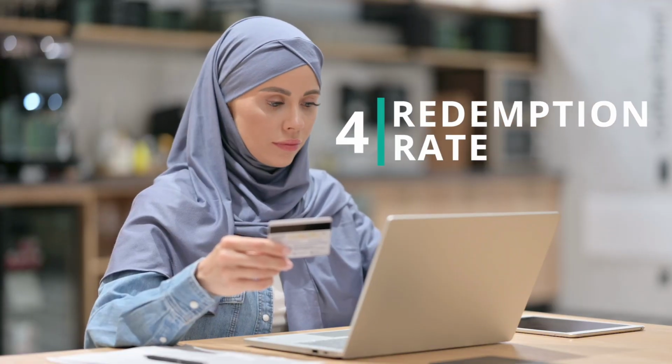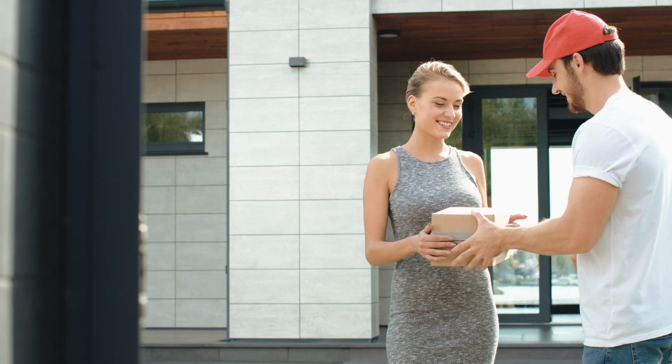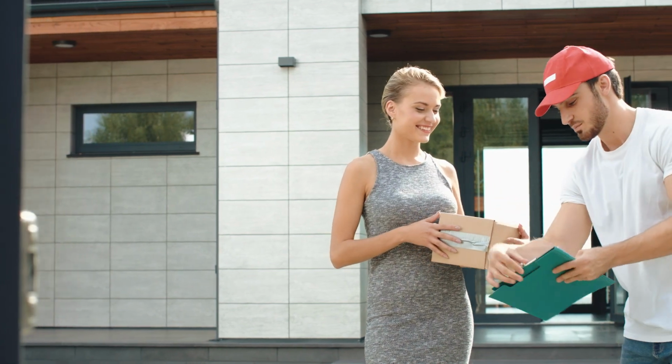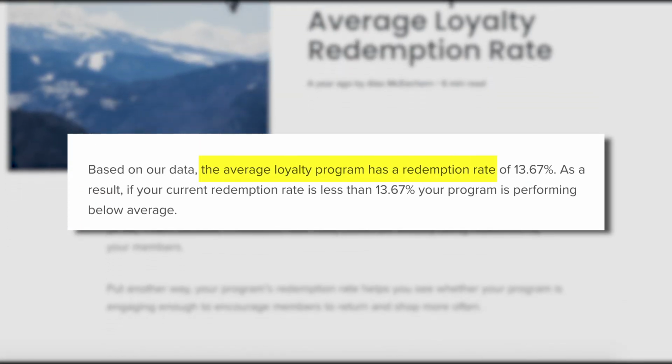Number 4. Redemption rate. The last metric is the rate at which coupons for your site have been redeemed by your buyers. If 40 coupons from the 200 emailed coupons have been redeemed, you have a redemption rate of 20%. The average redemption rate for a rewards program is approximately 13%. High rates indicate that you have a healthy loyalty program, which means you are more successful in customer retention.